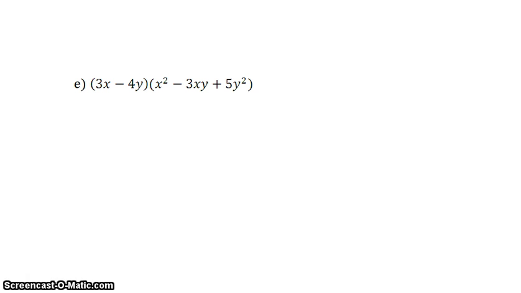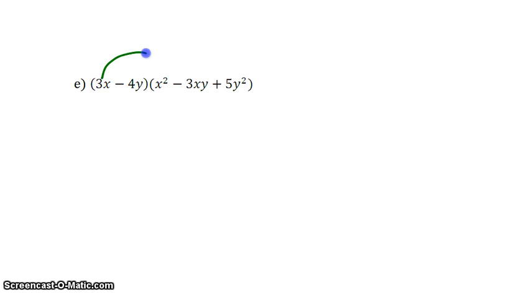Right, let's have a look at example E. Example E is again very simple. I recognize it. I see it's a binomial times a trinomial. But that's easy. All I've got to do is distribute in my first term and then distribute in my second term and then add up like terms. So let's start. So I'm going to erase that.